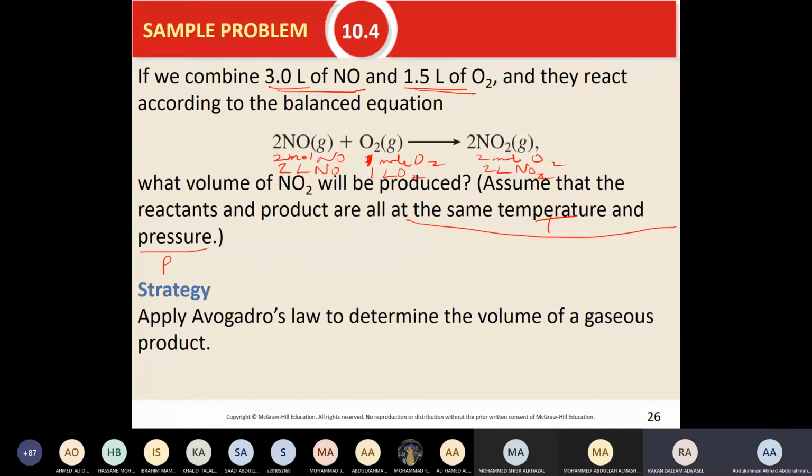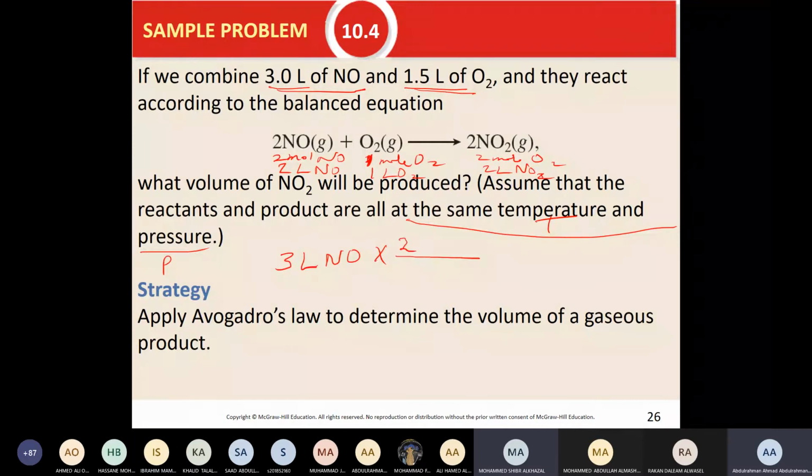How much? What's the answer? What did you say? 3. I have 3 liters of NO. How many liters of NO2 will I produce? 3, 2, 1.5. What's the relation? Multiply by 1, divide by 2.